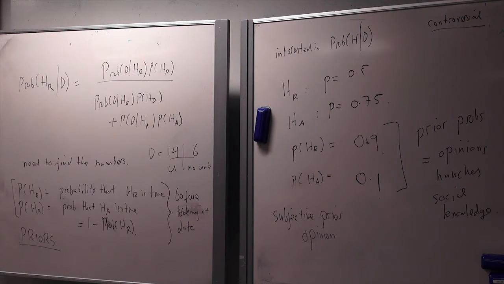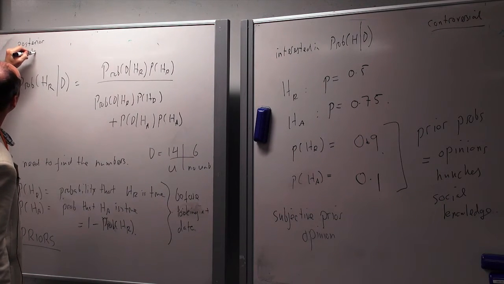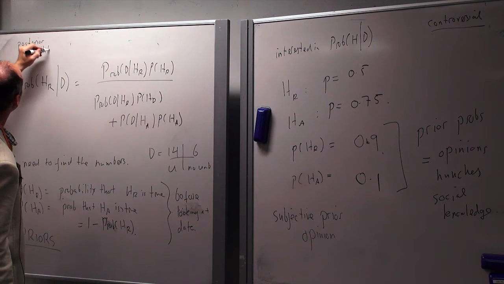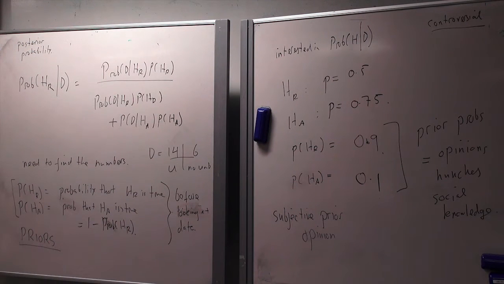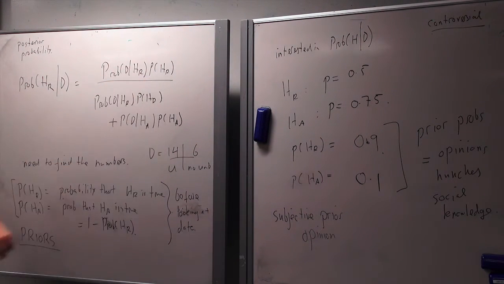On the left-hand side, this is what you call a posterior probability. It's called a posterior probability because it's after, it's post observing the data. And we can see that we've gone from HR to this complicated formula here, which I introduced before the break.